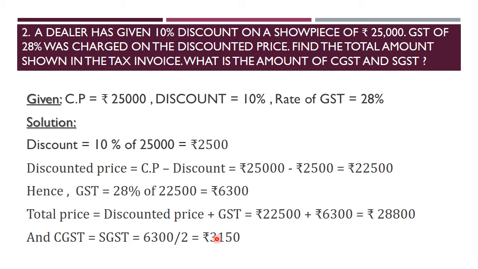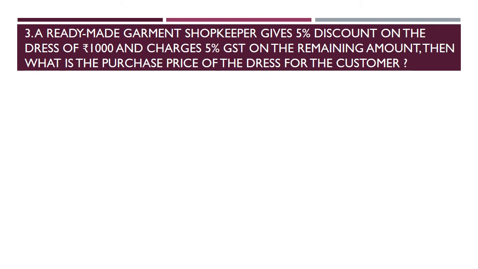So a very simple question. Only thing is, in the beginning we need to find the discounted price, and then we need to apply the percentage of GST on that amount, not directly on cost price. The discounted price, on that we have to apply the percentage and find the tax. Otherwise it's a very straightforward problem. Let's see the third question.